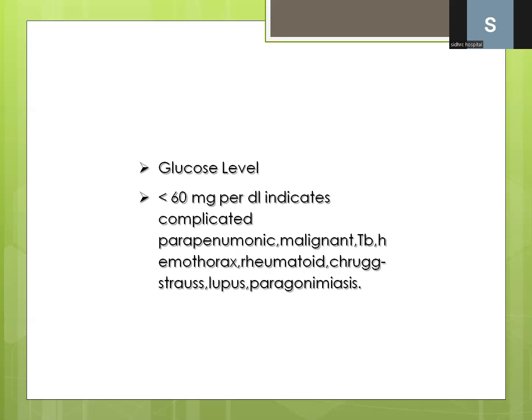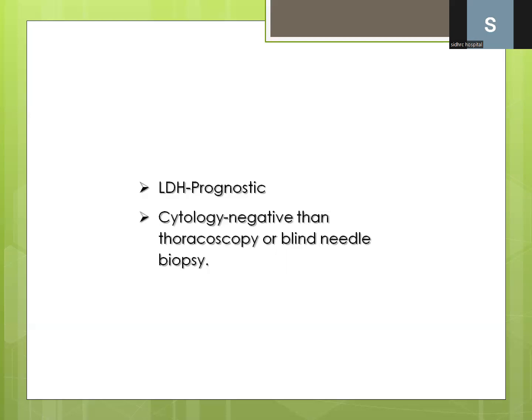Similarly, glucose less than 60 is found in other causes of exudative pleural effusion as well: malignancy, TB, hemothorax, rheumatoid arthritis, Churg-Strauss syndrome, SLE, and paragonimiasis. These are all the causes of low glucose level in the fluid. We also do LDH for the application of Light's criteria, and it is prognostic also. So if LDH is repeatedly increasing in the fluid, we must be aggressive, as the disease is more and the patient is getting sick. And if LDH after treatment is going down, that is a good prognosis.